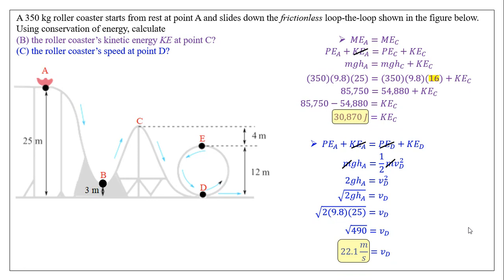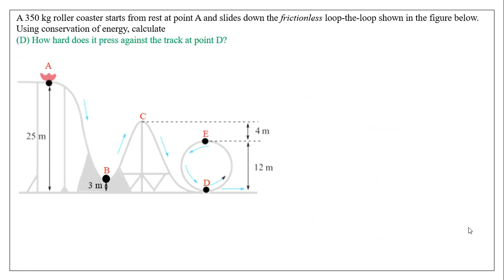And then let's go ahead and do D. It says, how hard does it press against the track at point D? Well, at this location, as the roller coaster makes this loop and comes down to point D, F of G is still acting on the cart. So here's my F of G, but there is a contact force that's exerted by the track onto the cart. In this case, this is called F of N. The force exerted on the object by the surface is pointing upward. For this particular location, it's pointing upward because the track is perpendicular to the surface, which is along the y-axis.